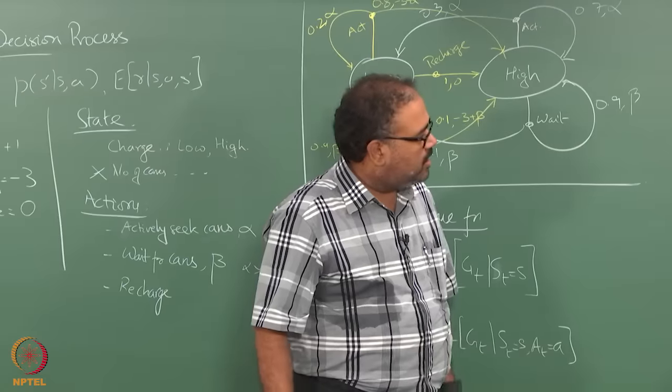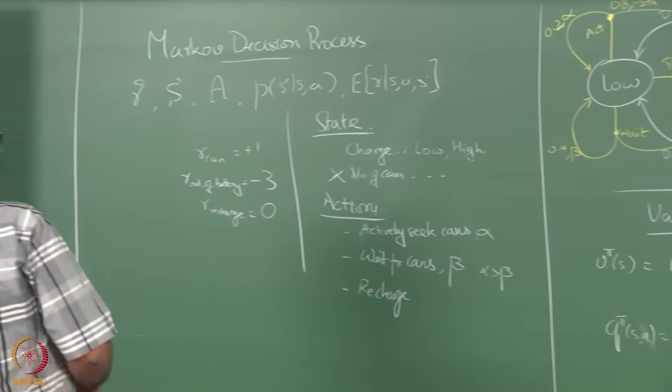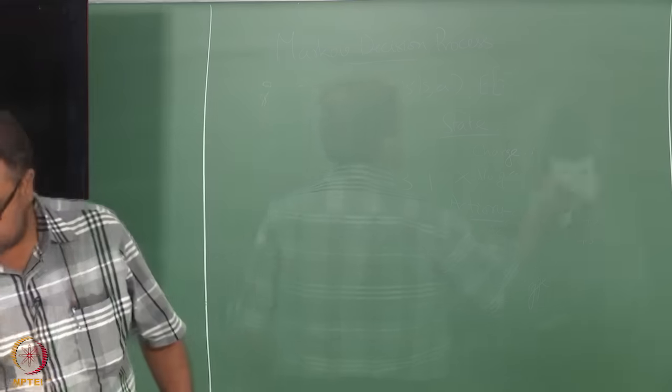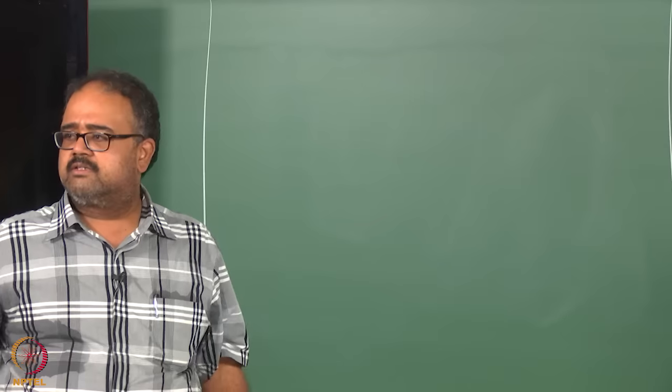Great. So now I want to introduce a notion of something called the optimal value function. So any questions about the Bellman equations? All crystal clear?